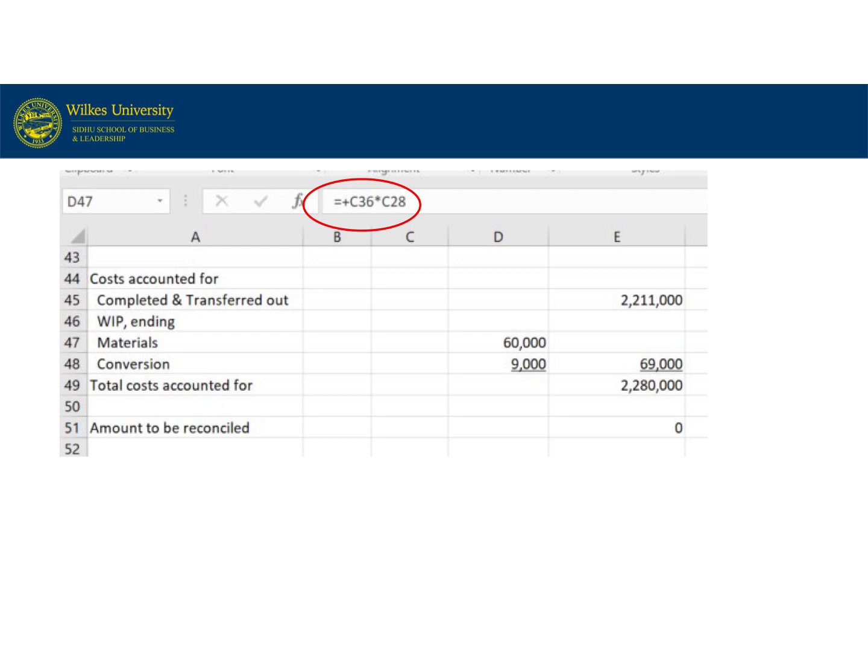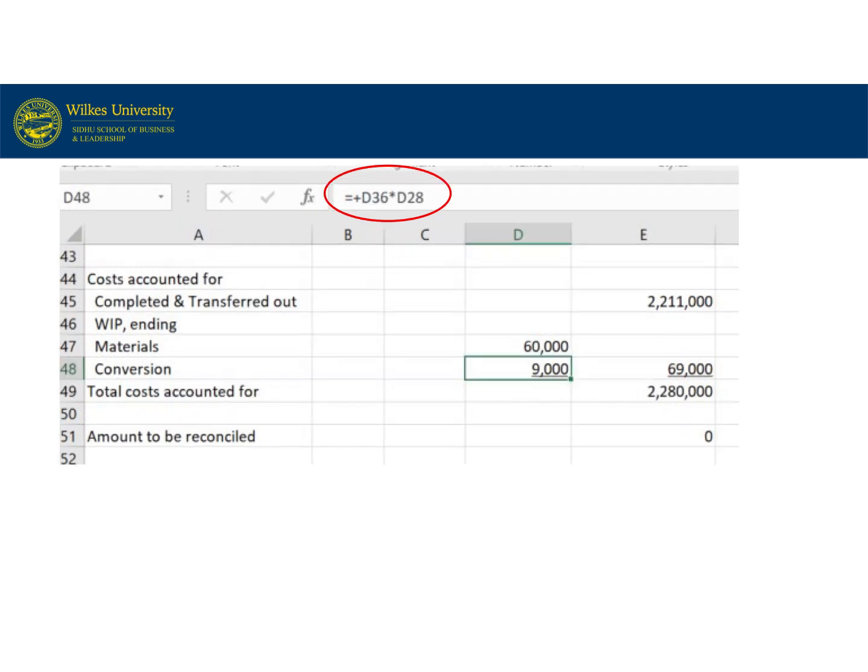The ending work in process inventory has materials and conversion costs. The materials portion is the equivalent units of materials in ending work in process inventory times the cost per unit of materials. In the formula bar, you see C28, which is the equivalent units of ending inventory, times C36, the cost of materials per unit, which is the $2.40 per unit. Remember, we use the ending inventory equivalent units because we are computing the work in process of materials in ending inventory.